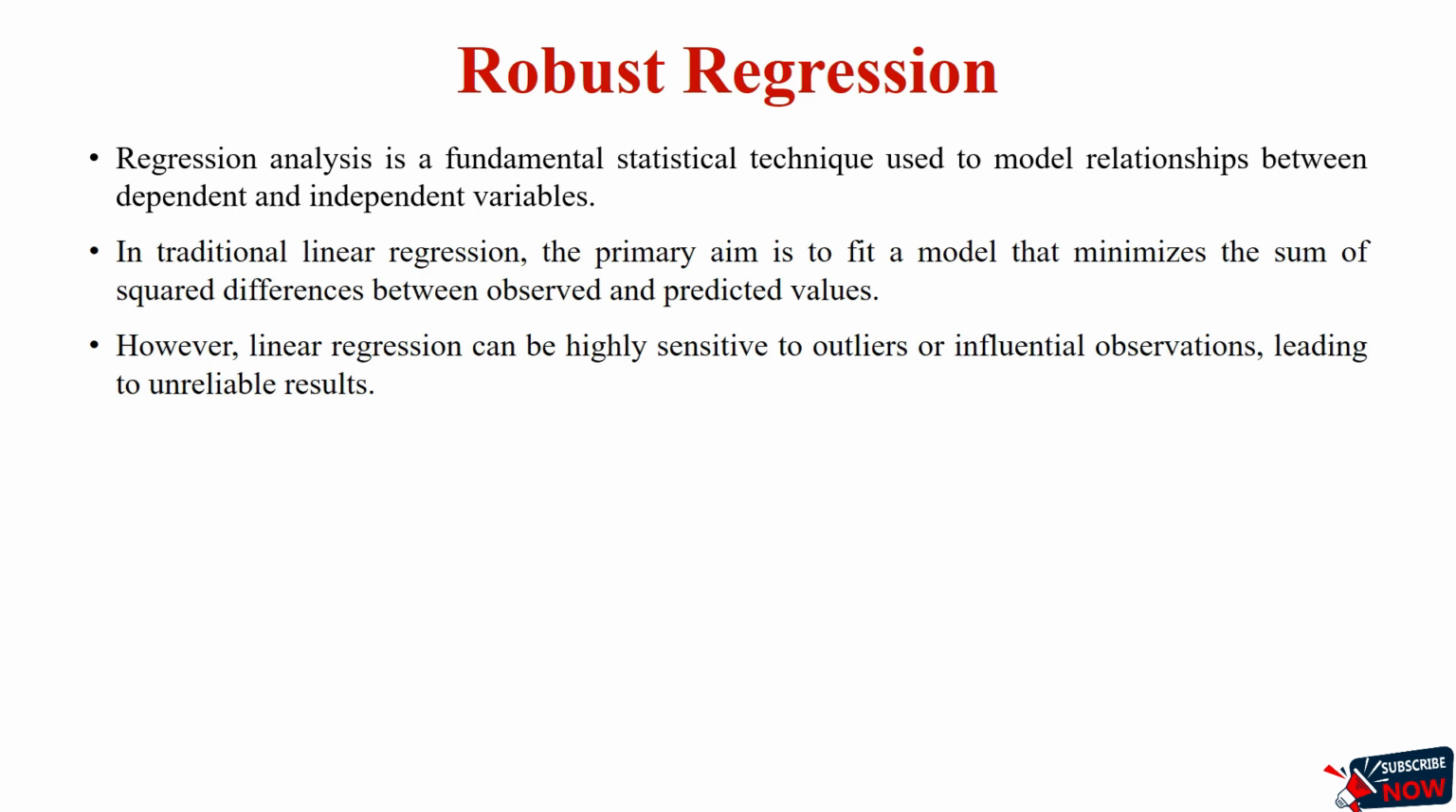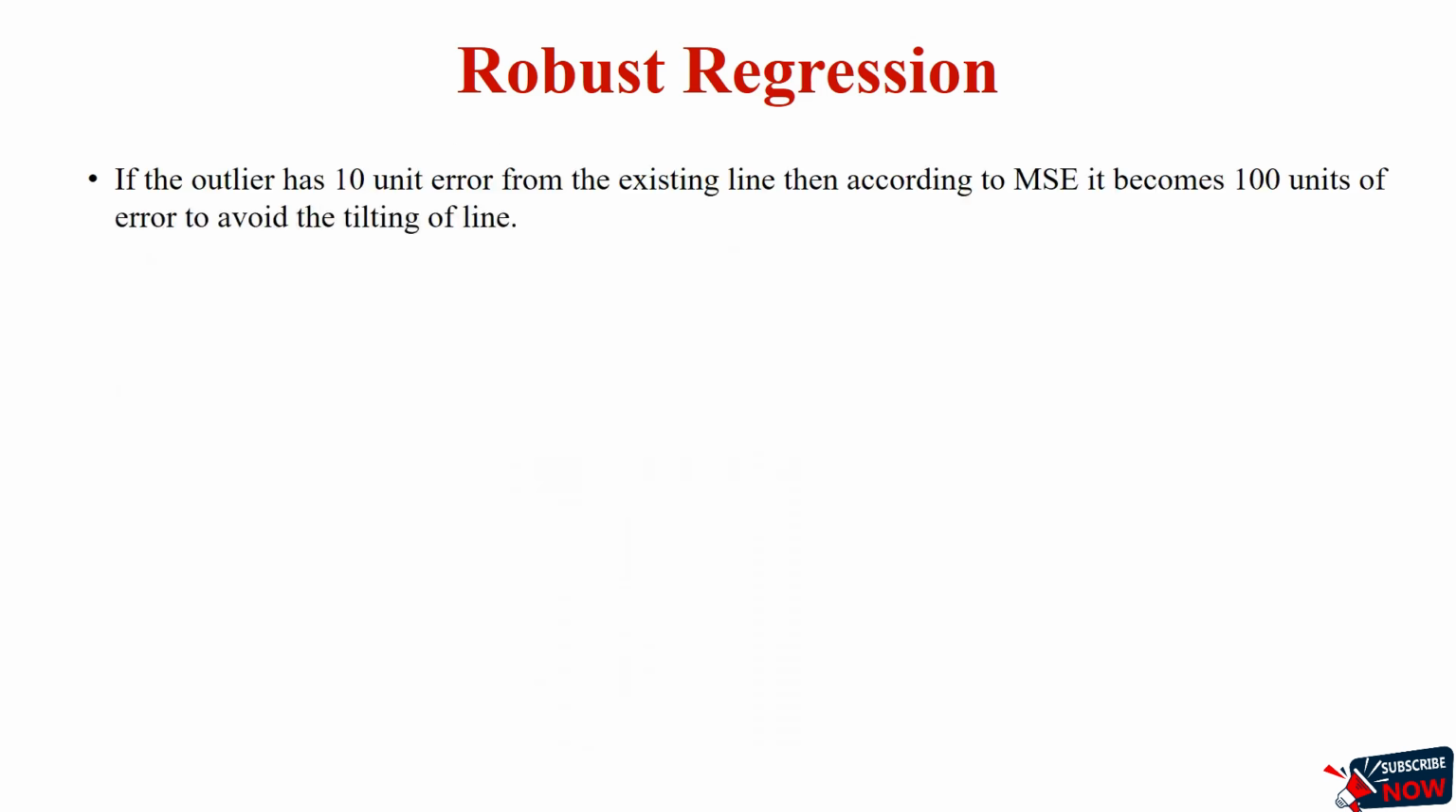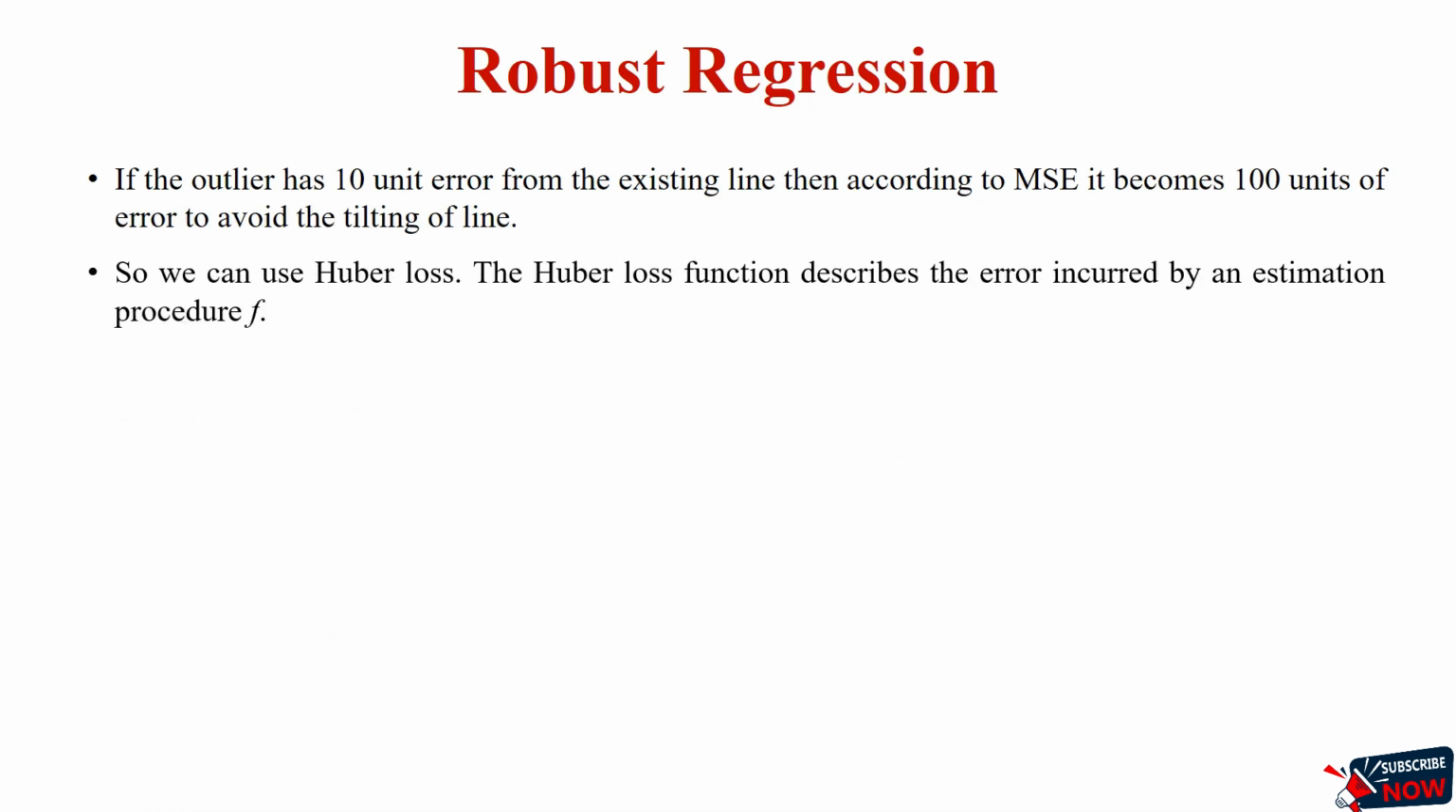But the linear regression can be highly sensitive to the outliers. In this case, you can see there are some outliers here. Yes, the traditional linear regression will be sensitive to these outliers, and it leads to some unreliable results as well. If the outlier is having a 10-unit error from the existing line, then it becomes 100 units of error, which tilts the line.